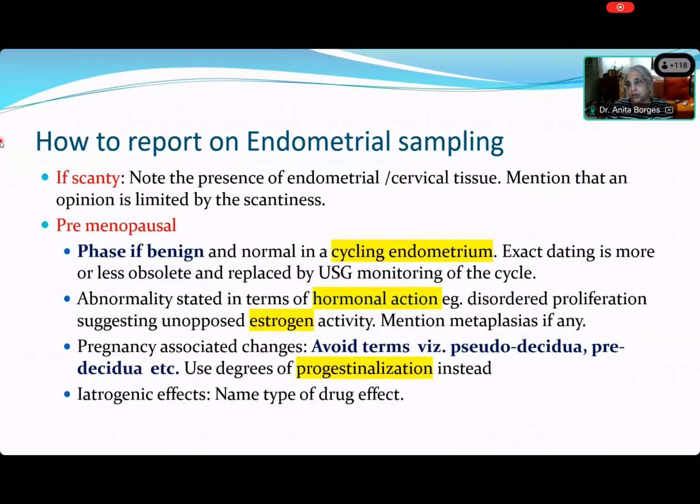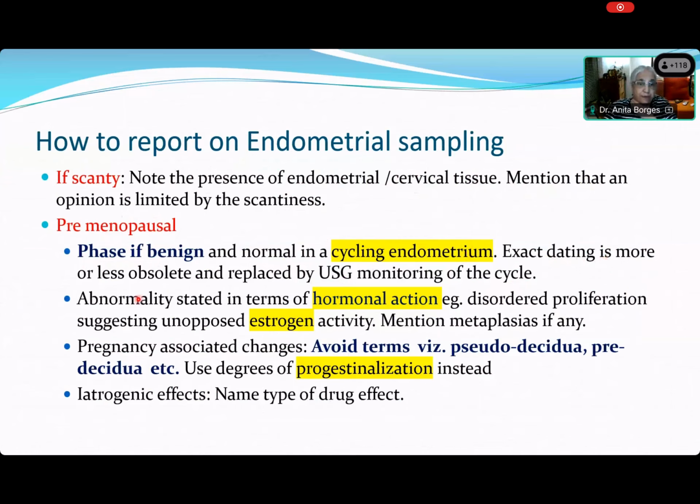Okay. So how to report on any endometrial sampling? If it is scanty, you note the presence of endometrial or cervical tissue. Mention that an opinion is limited by the scantiness. If it is premenopausal, then you have to give the phase if it is benign and normal. In a cycling endometrium, please never talk about phase if the endometrium is not cycling. That means the patient must be having menstrual cycles. Whatever menstrual cycles, long or short, there should be a menstrual cycle. Okay, I told you that dating is more or less obsolete and replaced by ultrasound these days for monitoring the cycle.